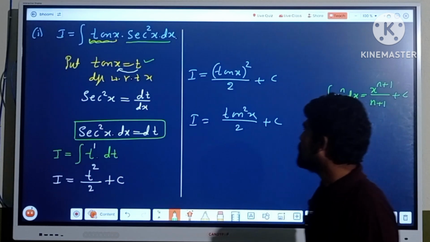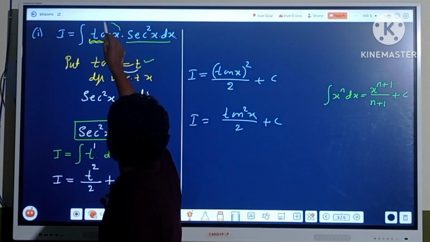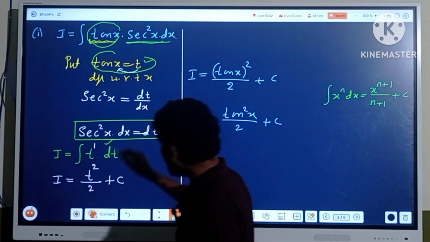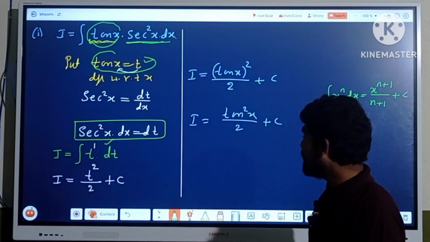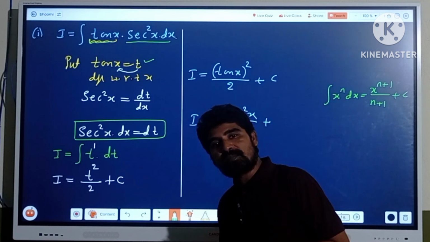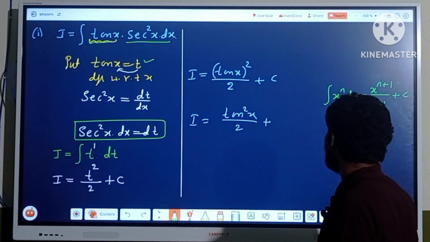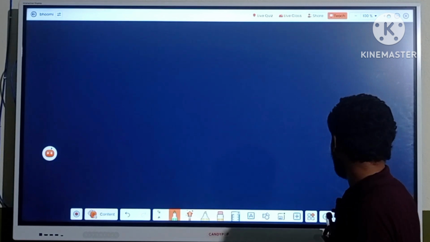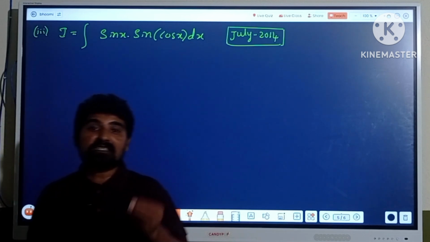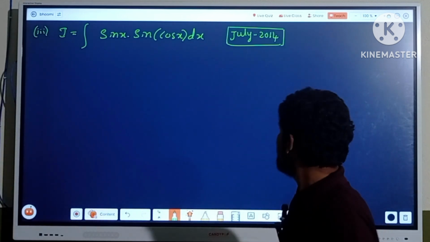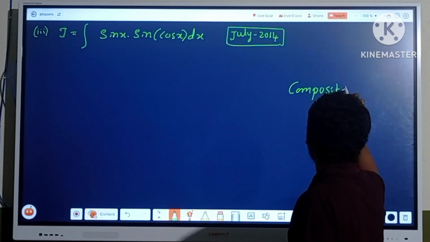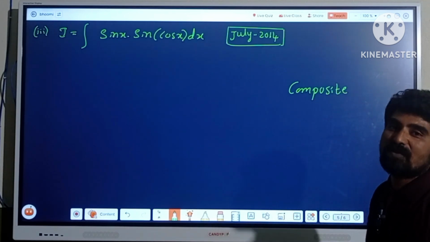So in the first question also you observe here, if I substitute the function, that is tan x, the second function completely vanishes. So we need to use the substitution such that the second function completely vanishes. The trick when using the substitution method is to always try to take the substitution for the functions which are in composite form.